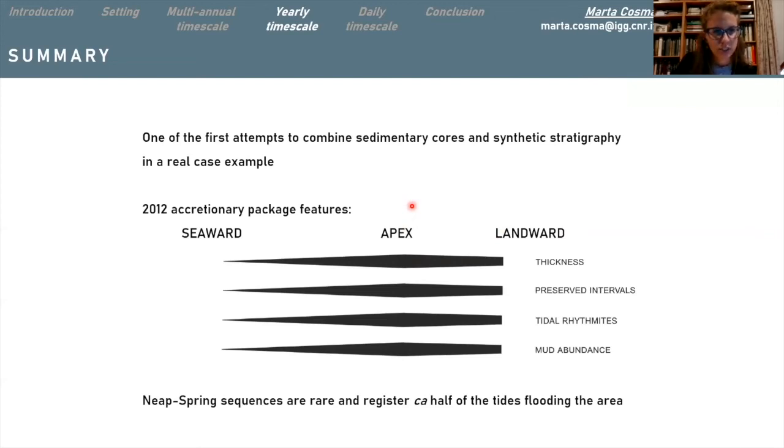After the section on the daily time scale, I will go back and show you the positional model for this tidal meander. And again, I repeat that neap-spring sequences are rare. Tidal rhythmicity in these point bar deposits is rare, and only half of the tides that reach this area are recorded in the stratigraphy in the point bar.